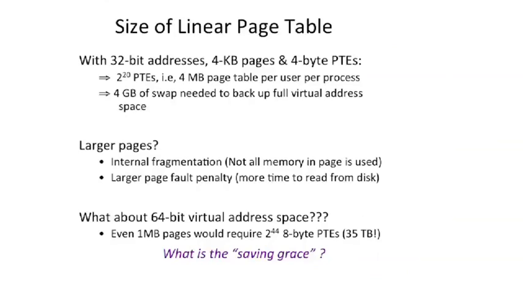OK, so let's crank through some math very quickly here. This page table is relatively large. Let's take an example, a 32-bit address space. It has 4 kilobyte pages, and each page table entry, PTE, is 4 bytes. So there's 2 to the 20 page table entries. Each of those is 4 bytes big. This is a megabyte times 4. We end up with 4 megabytes. So that's 4 megabytes for this table per user process.